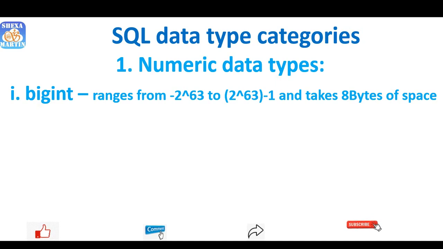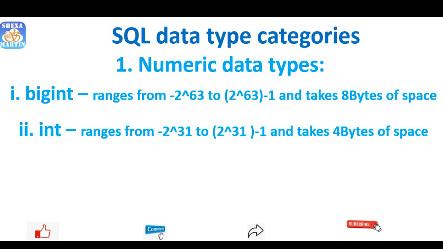And this bigint takes 8 bytes of space. And we now know that if I am talking about bigint, it's a big integer. So it's an integer that is big. And how big is that integer? It's big in such a way that it exists within this range, -2 to the power 63 to +2 to the power 63 minus 1. So that's the bigint.